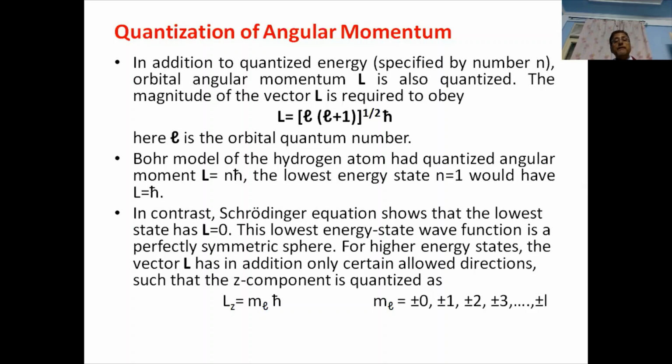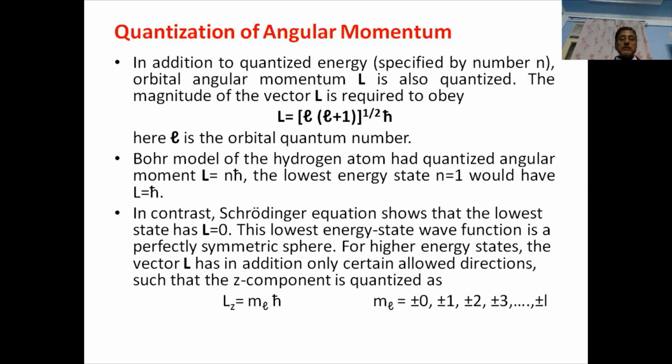The magnitude of the orbital angular momentum vector can only have possible values given by L is equal to √(l(l+1)) h cross. Here l is the orbital quantum number. For example, if l is equal to 1, then it will be 1 into 1 plus 1, that is √2 h cross. Next value, that is l is equal to 2, if you take, then 2 into 2 plus 1, that is 2 into 3, √6 h cross will be the next possible value of the angular momentum. So the magnitude of the angular momentum is quantized.